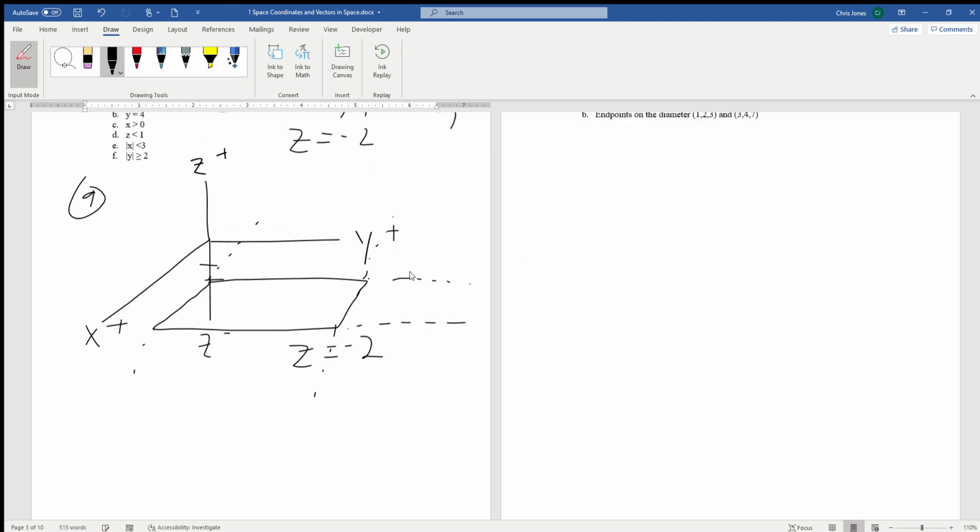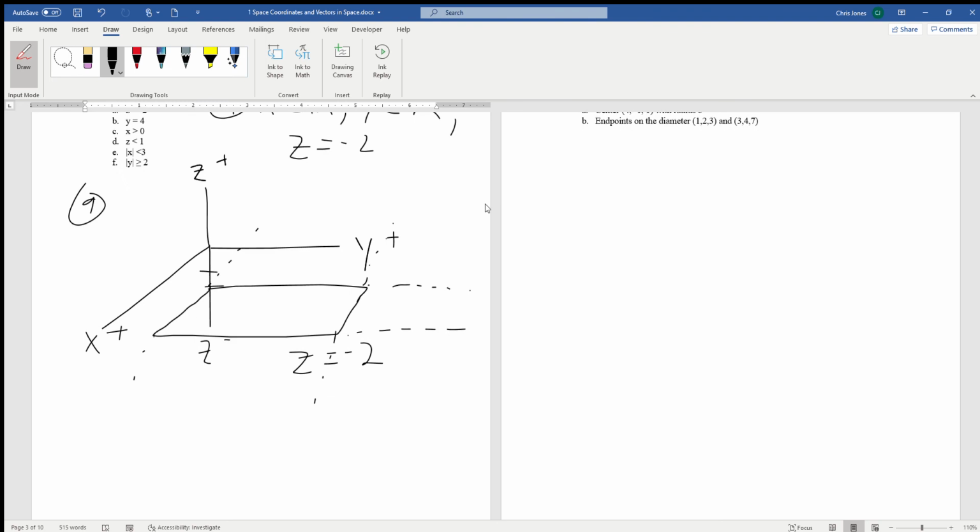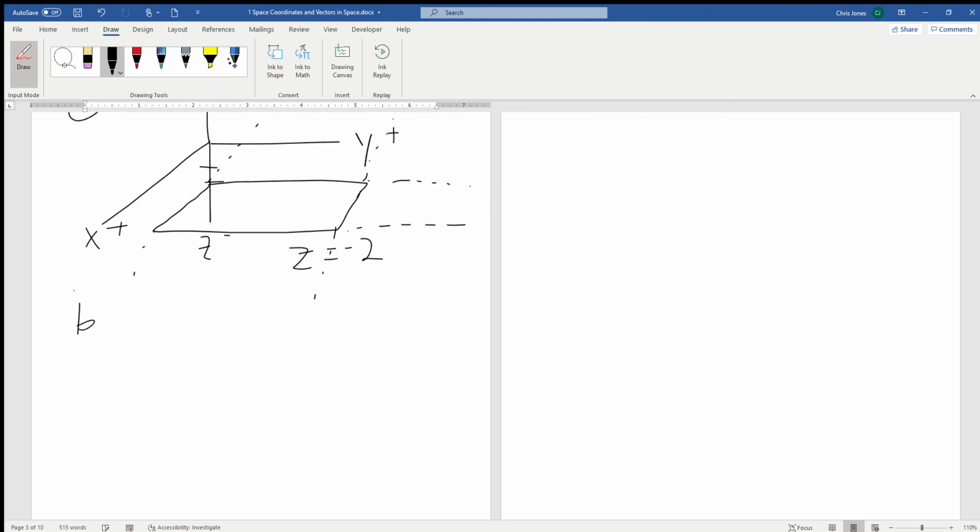All right. A second example, y equals 4. So again, here's our plane. We have x positive, we have y positive, and we have z positive. We're going to go to 4. And again, this doesn't say anything about x. It doesn't say anything about z. All it says is that y has to be equal to 4. So we're just going to draw a plane.